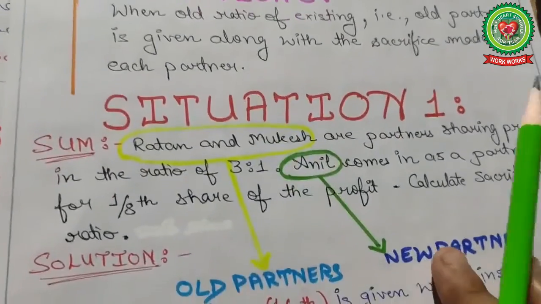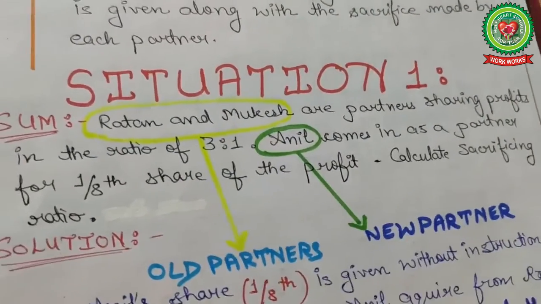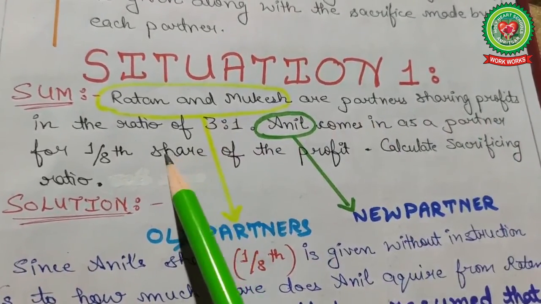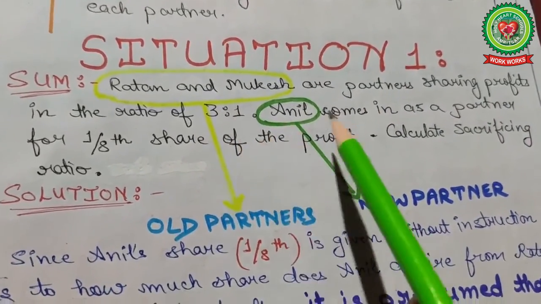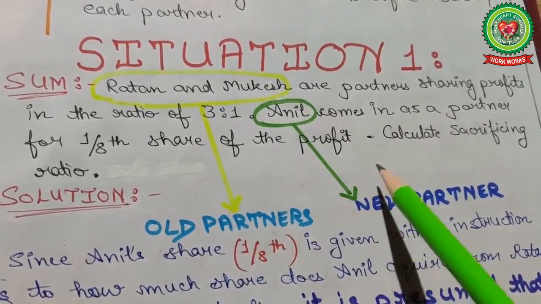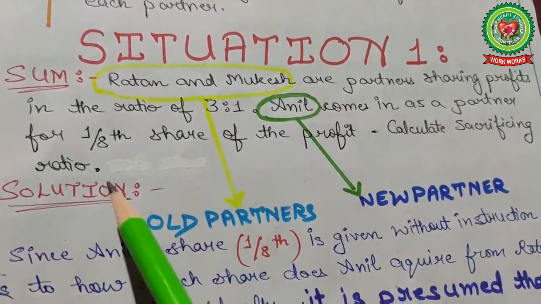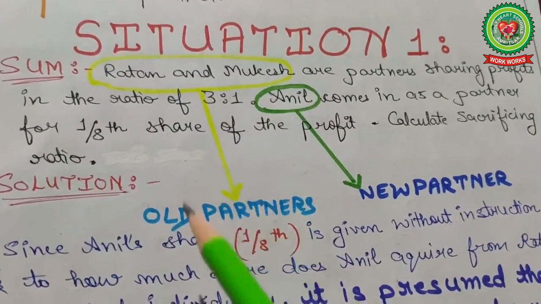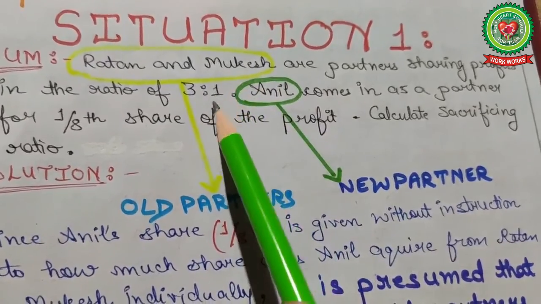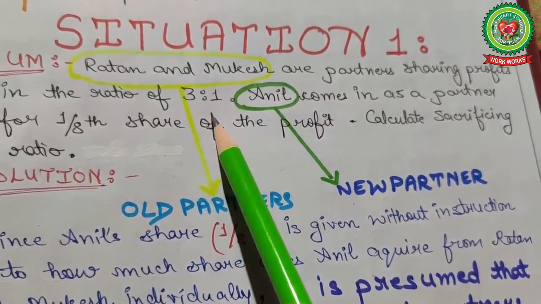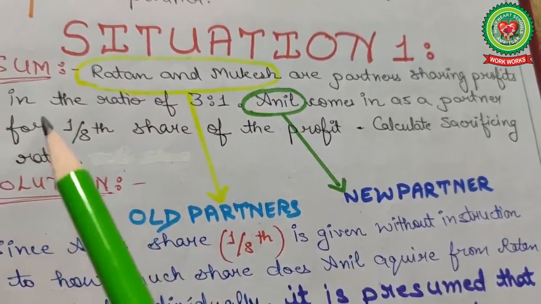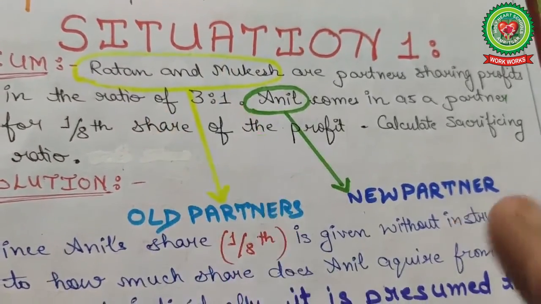See, with one example: Ratan and Mukesh are partners sharing profits and losses in the ratio 3:1. Anil comes in as a partner for 1/8 share of the profit. Calculate the sacrificing ratio. Mukesh and Ratan are both old partners, Anil is the new partner who entered, and the old profit sharing ratio of Ratan and Mukesh is 3:1 and Anil's new share is 1/8. But the new ratio is not given, and even the sacrifice made by Ratan and Mukesh is not given to you.